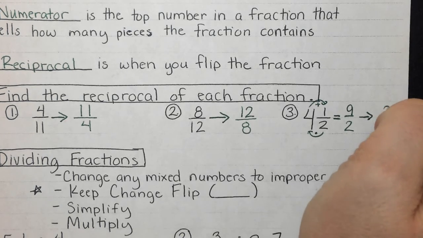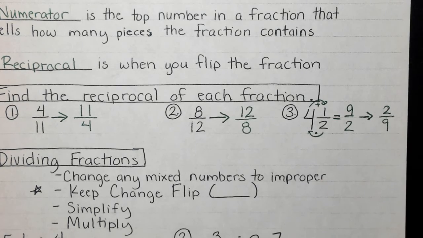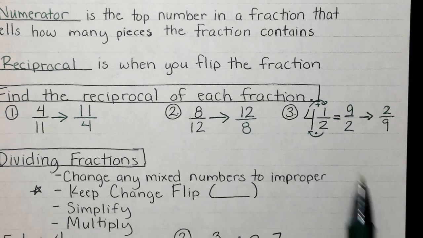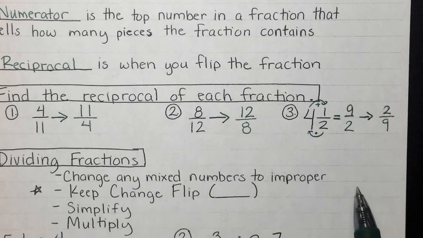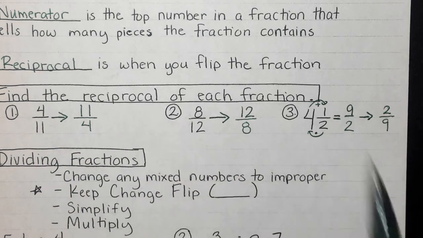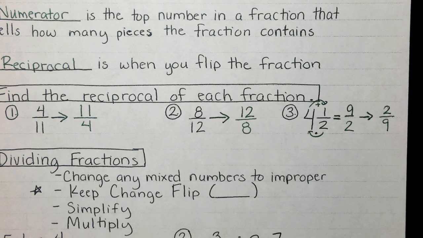2 over 9, 2 ninths. So all you're doing for the reciprocal is changing places. If it's a mixed number, that's okay. Make it improper, and then you can change their place. All right? Are there any questions about 1, 2, or 3? And reciprocal. All right?